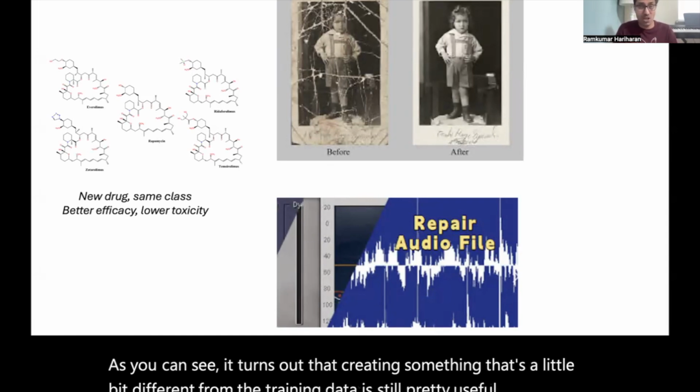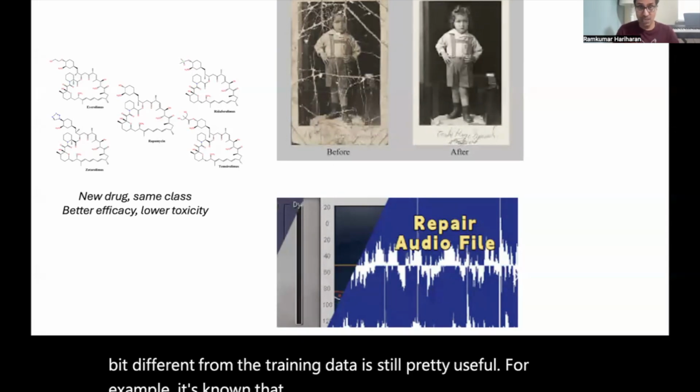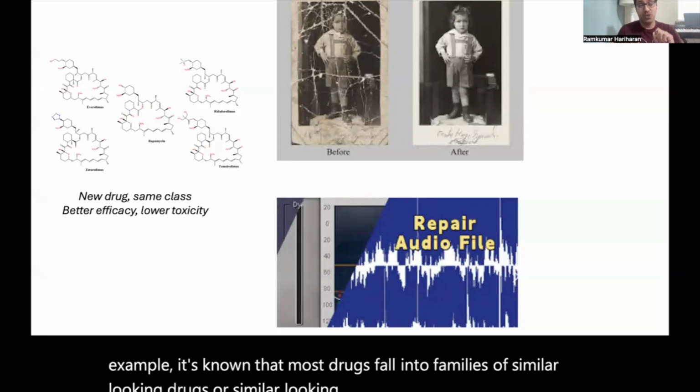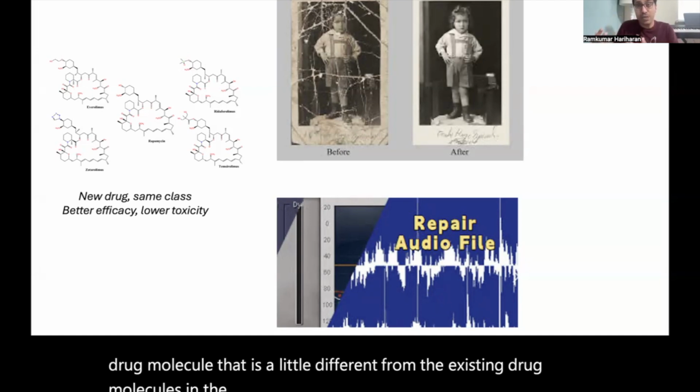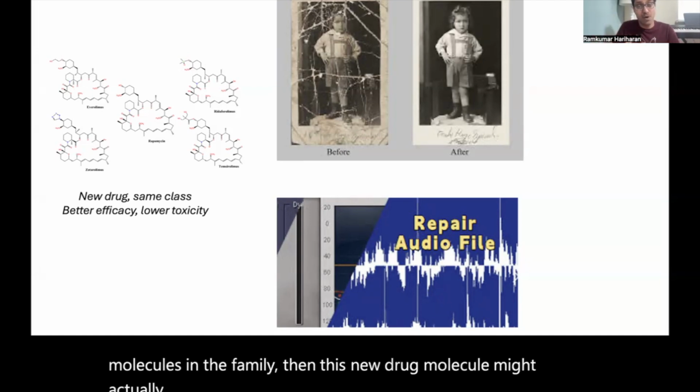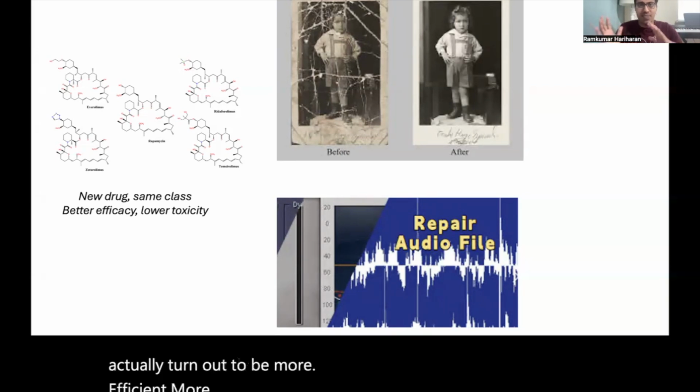For example, it's known that most drugs fall into families of similar looking drugs or similar looking molecules. So if you can create a drug molecule that is a little different from the existing drug molecules in the family, then this new drug molecule might actually turn out to be more efficient, more potent, and less toxic than the other drug molecules in that family.